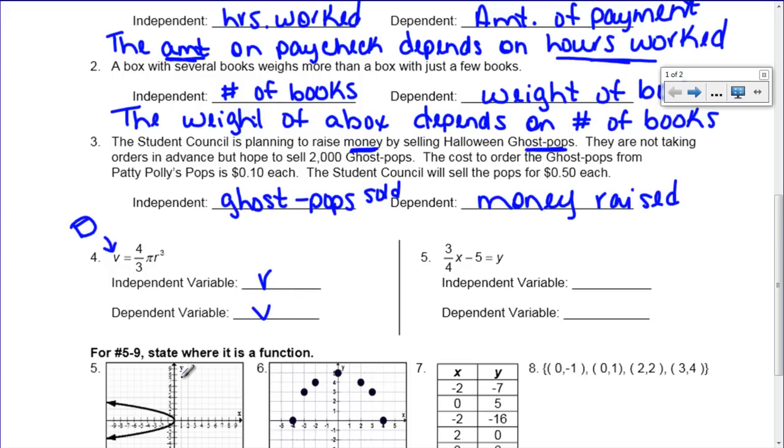So on number 5, try it real quick. See if you can identify the dependent and the independent.